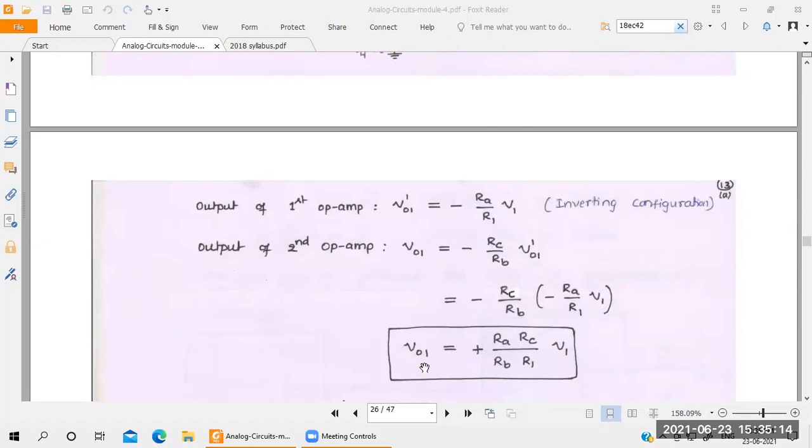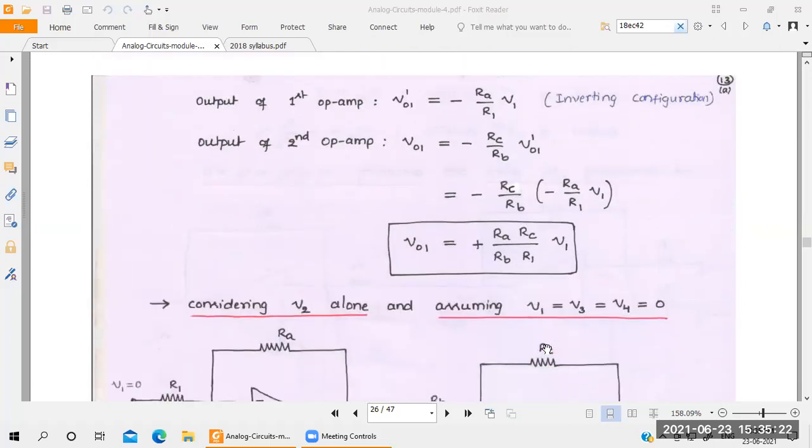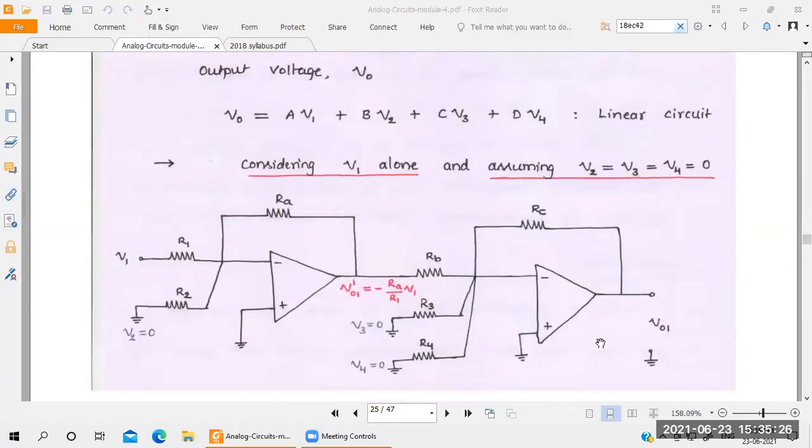Then simplify here, we get V01 is equal to plus, because minus into minus gives a positive, RA divided by RB plus RC divided by R1 into V1. Understood? So this is for the first voltage. Okay, this is for the first voltage.